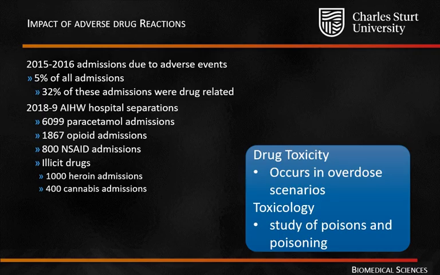And just to put this in context, let's have a look at those that are illicit drugs. So for the illicit drugs, there were 1,000 heroin admissions and 400 cannabis admissions. So you can see that regardless of whether they're illicit drugs or prescription drugs, we still have a major problem with adverse drug reactions and admissions to hospitals because of medications or drugs that the population are taking.